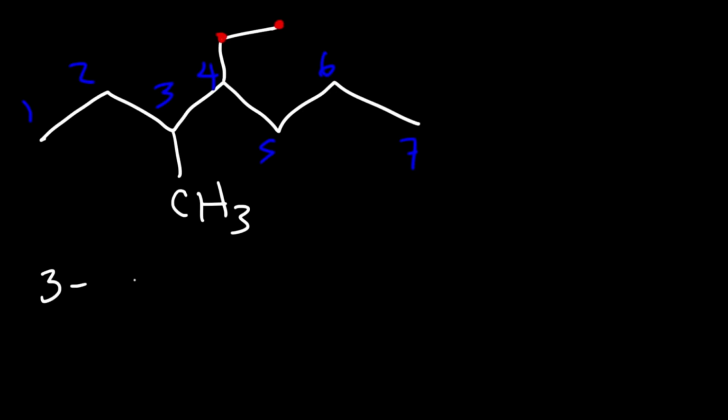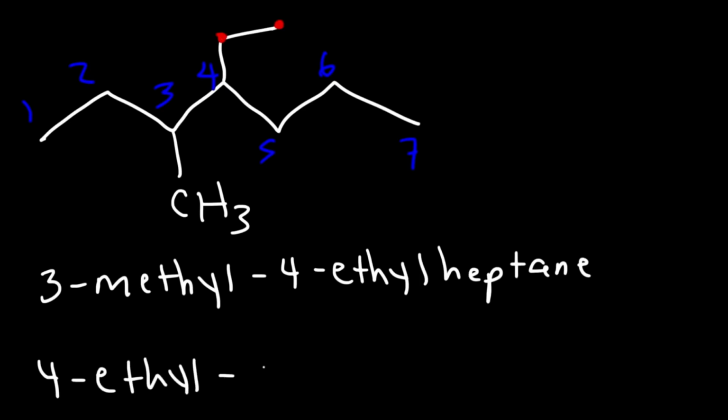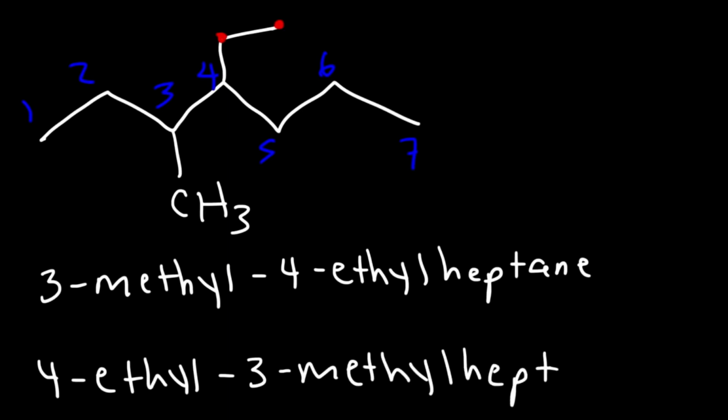Should we name it as 3-methyl-4-ethyl, and the parent chain has 7 carbons, so that's heptane, or should we say 4-ethyl-3-methylheptane? So which of these two names is correct?